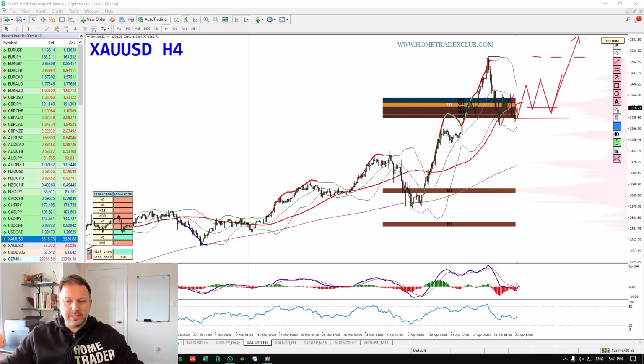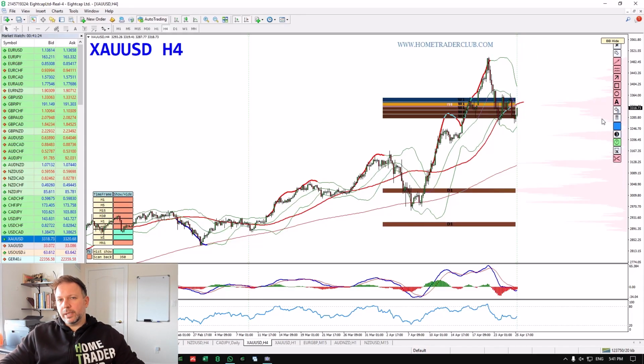If that's the price action it follows, then I would be looking for the bearish divergence to form on the 4-hour chart afterwards, and from there a big sell. So that's how I plan to trade the gold this week, and you let me know in the comments.